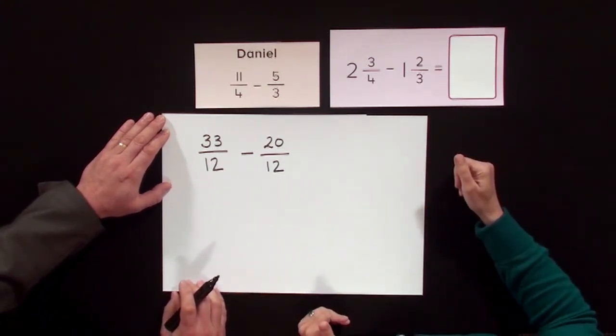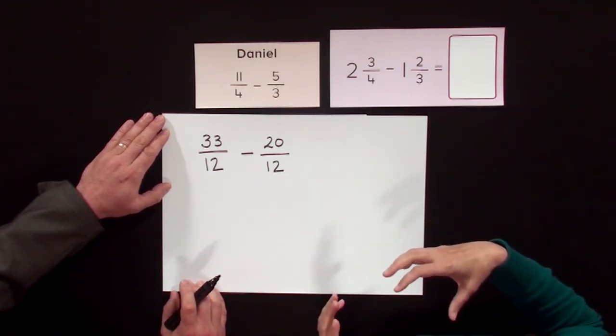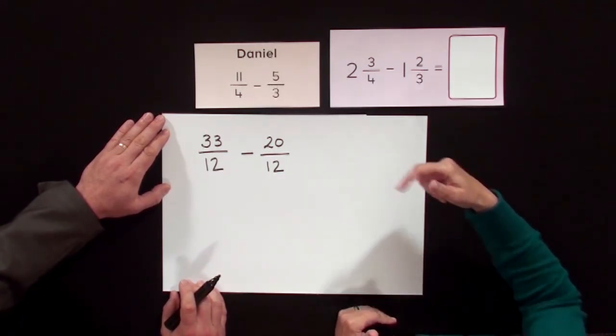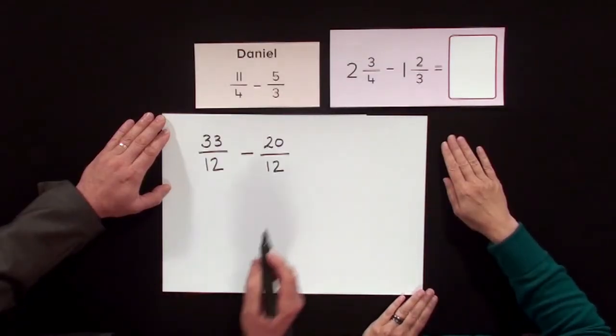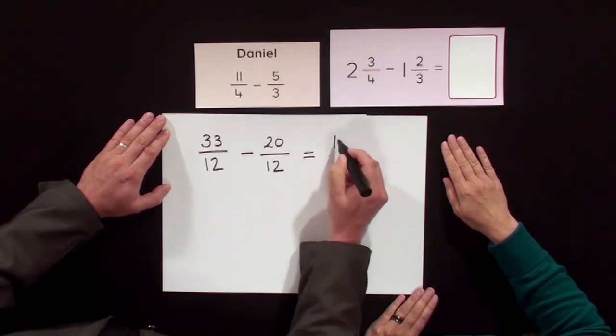So at this point we have a common denominator, which means that we have the same size part for each of the 2 fractions. Because they're unrelated, we had to find equivalent fractions for both of them. We have 33 twelfths and 20 twelfths. What are you going to do with that? The difference between these two is 13 twelfths.